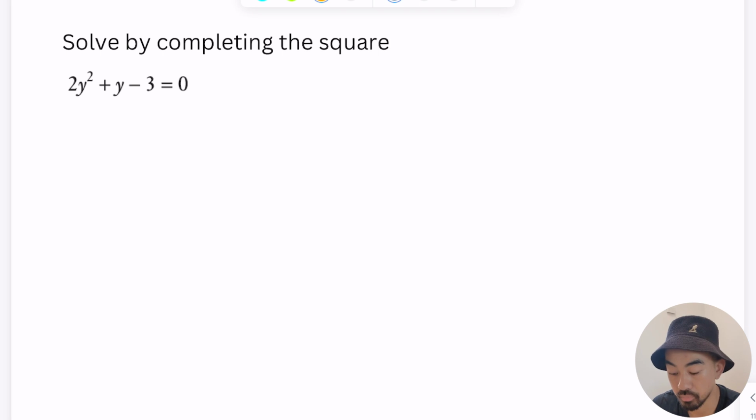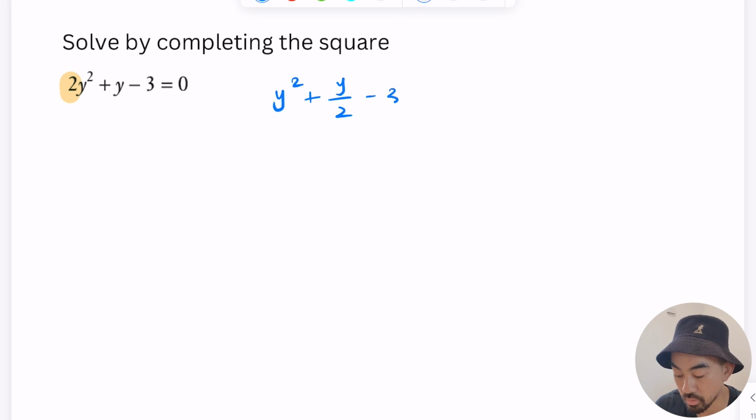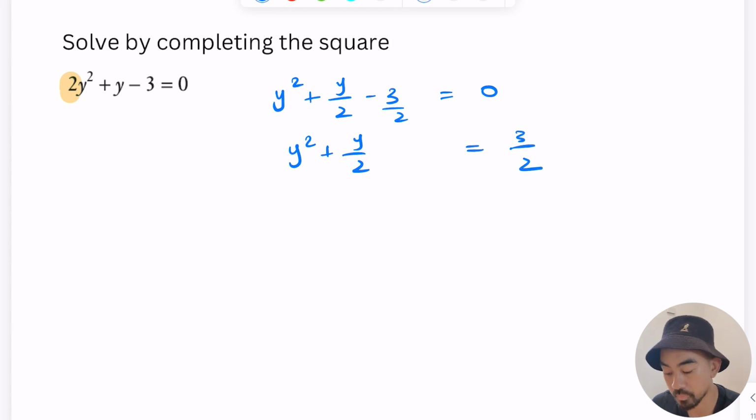Okay, so this example is a little bit different because we've got 2y squared plus y minus 3 is equal to 0. So we have this 2 at the front, but we need that to be 1. So the way we can do that is we can get rid of that 2 or turn it into 1 by dividing everything by 2. So by dividing everything by 2, you'll have y squared plus y over 2, minus 3 on 2 is equal to 0. All right, remember we want the constants on the other side. So y squared plus y on 2 is equal to 3 over 2.